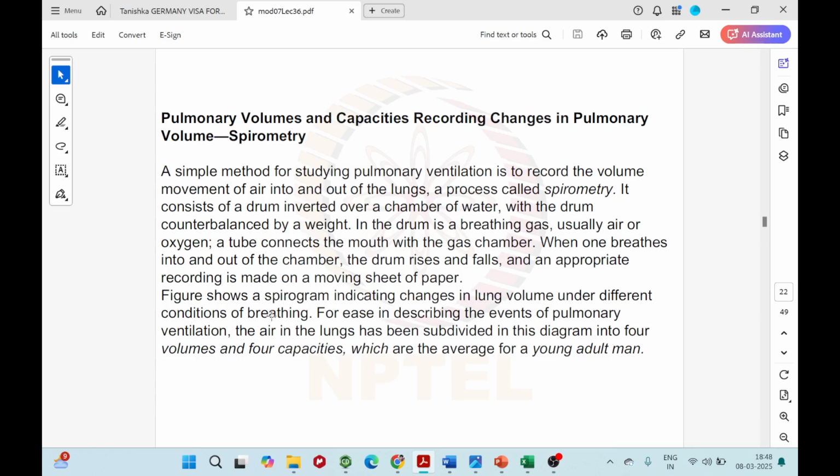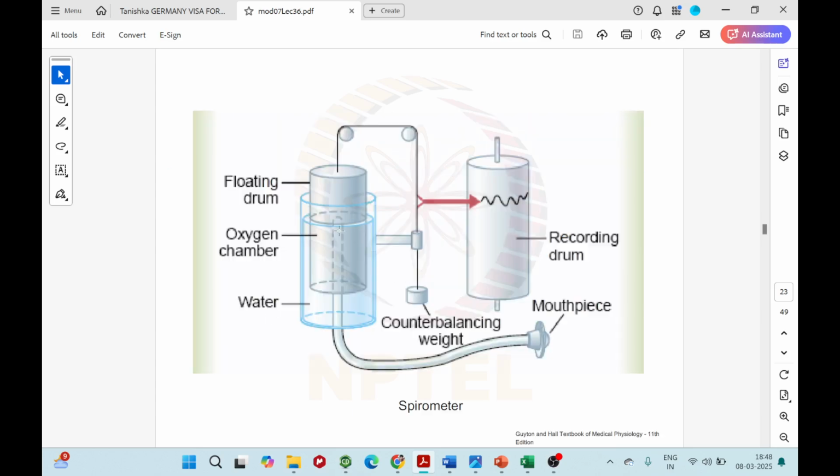So this is the figure. This is a drum which is counterbalanced with this weight. This has no weight of its own. It is a floating drum. This is the water where the oxygen chamber is present. This is a mouthpiece where you can blow the air into this spirometer, and this is a recording drum. This will record the volume changes.